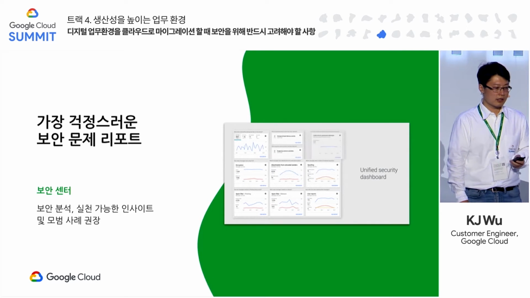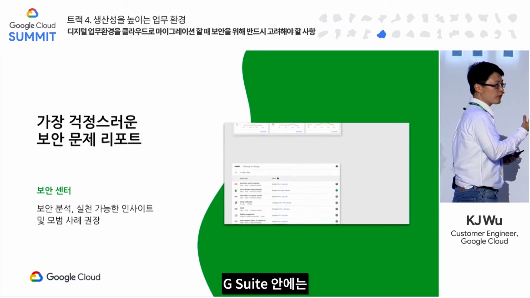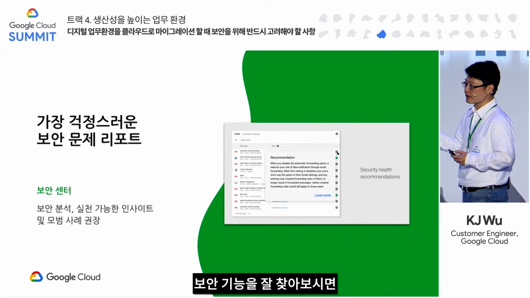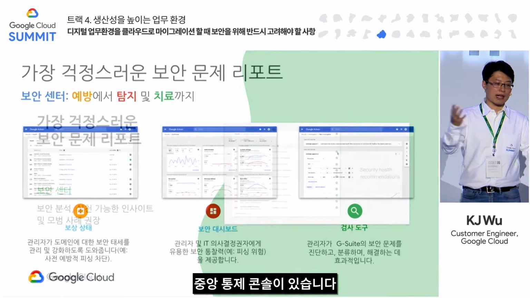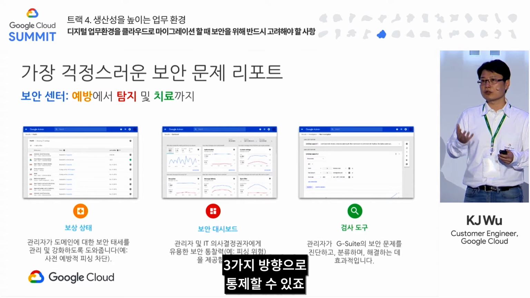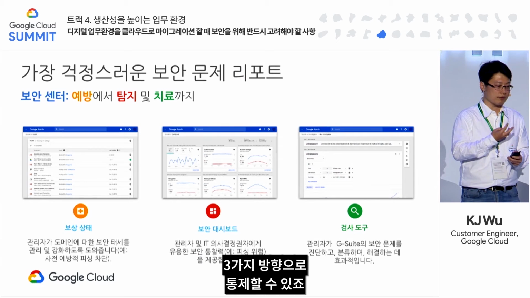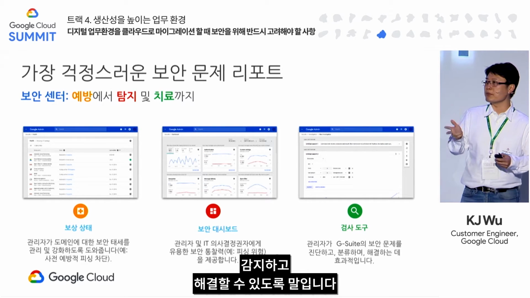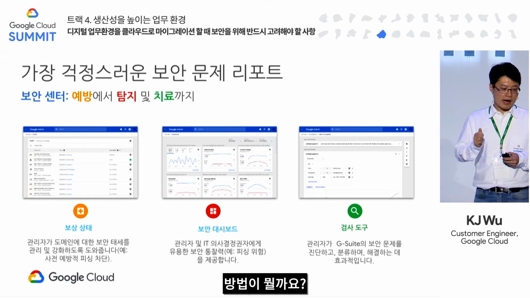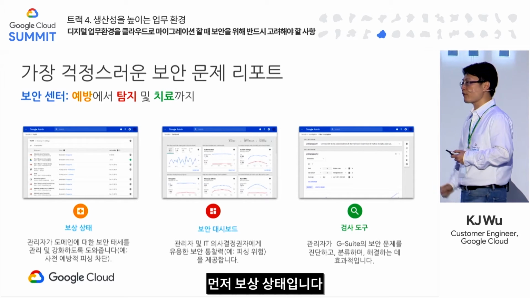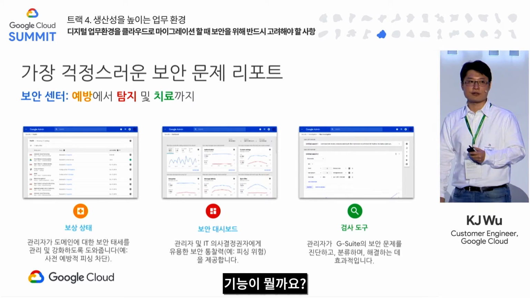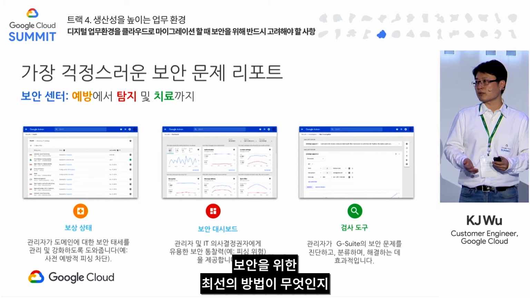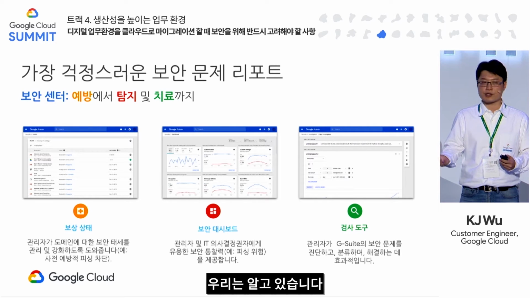Security Center. So inside G Suite, inside the security function, you have a centralized console to look at that in three different ways. It helps you prevent, detect, and remediate the problem. How do we do that? First one, security health. What can it do? Because we have so many customers, we know the best practice. What's the best practice to apply security?